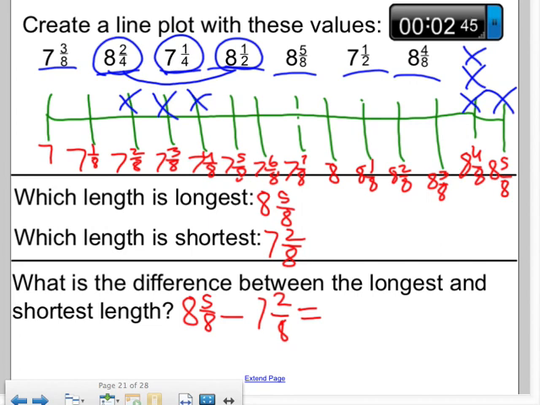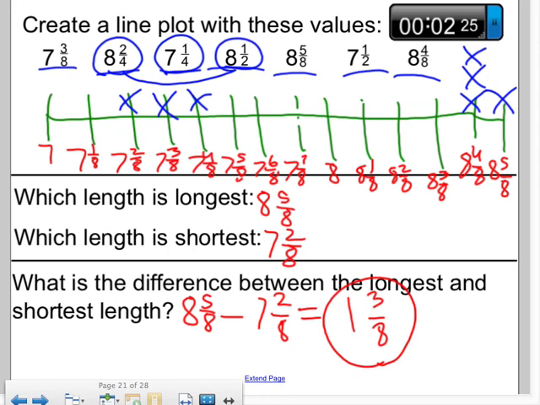Well, that's not so bad. Do the whole number first. What's 8 minus 7? 1. What's 5/8 minus 2/8? 3/8. What's the difference between the longest and shortest? 1 and 3 eighths. 1 and 3 eighths what?